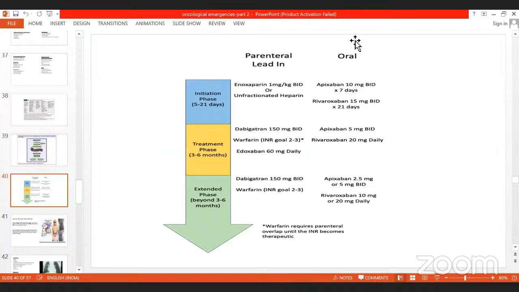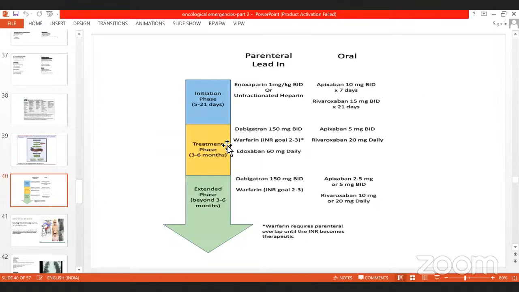So these are the common things where we start with parenteral treatment and then go on to oral treatment for VTE. Enoxaparin 1 mg per kg twice daily or unfractionated heparin is given in the initial phase, that is 5 to 21 days. For the oral, we generally go with rivaroxaban 15 mg twice daily for 21 days, followed by 20 mg once daily for 6 months. That is the dose for rivaroxaban. And apixaban 10 mg twice daily for 7 days, followed by 5 mg twice daily for 6 months.